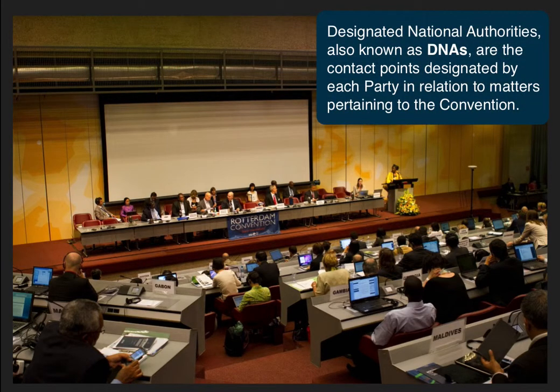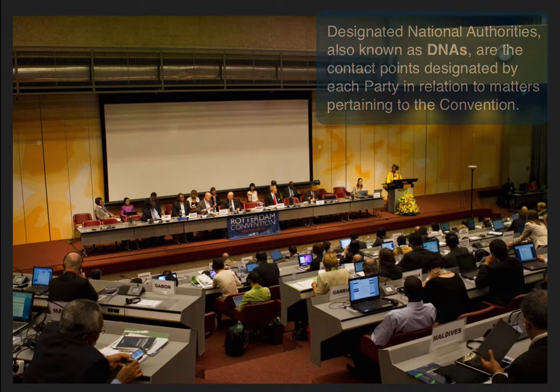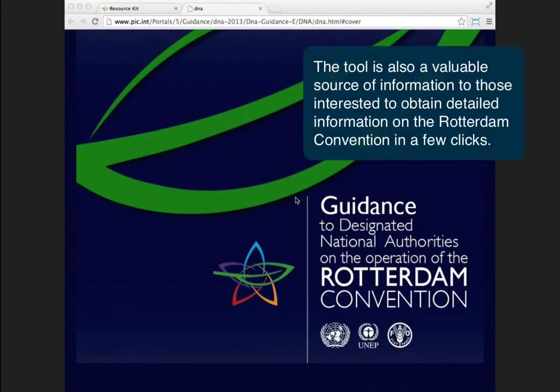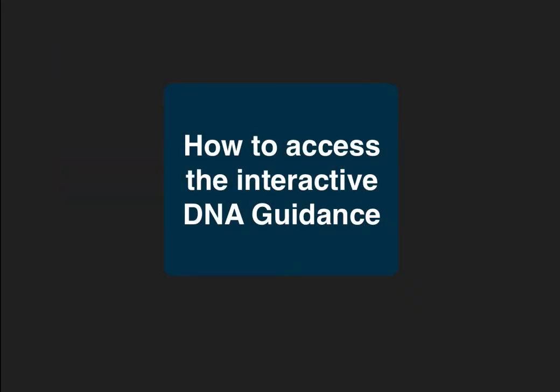Designated National Authorities, also known as DNAs, are the contact points designated by each party in relation to matters pertaining to the Convention. The purpose of this interactive tool is to provide information on the operation of the Rotterdam Convention to DNAs. The tool is also a valuable source of information to those interested to obtain detailed information on the Rotterdam Convention in a few clicks.